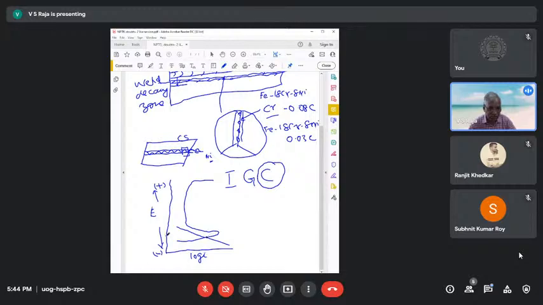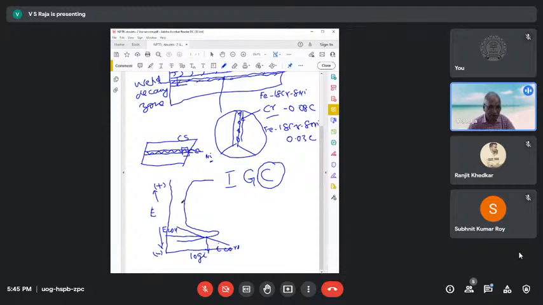This is the corrosion rate, the corrosion potential, and the corrosion current density. Am I right? This is the corrosion current density, and this is your E corr. Now, if I am going to aerate it, you are going to aerate it.